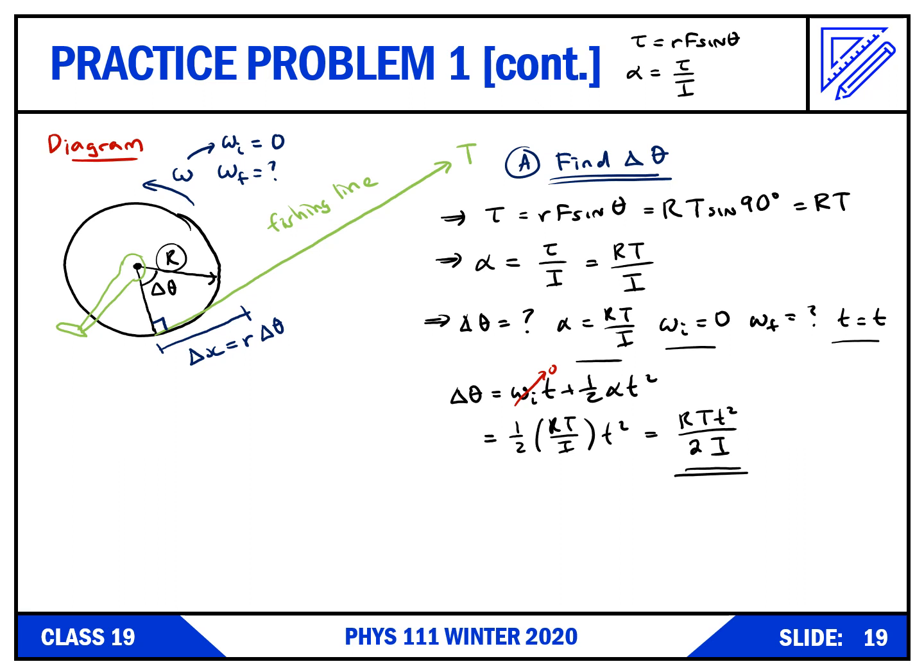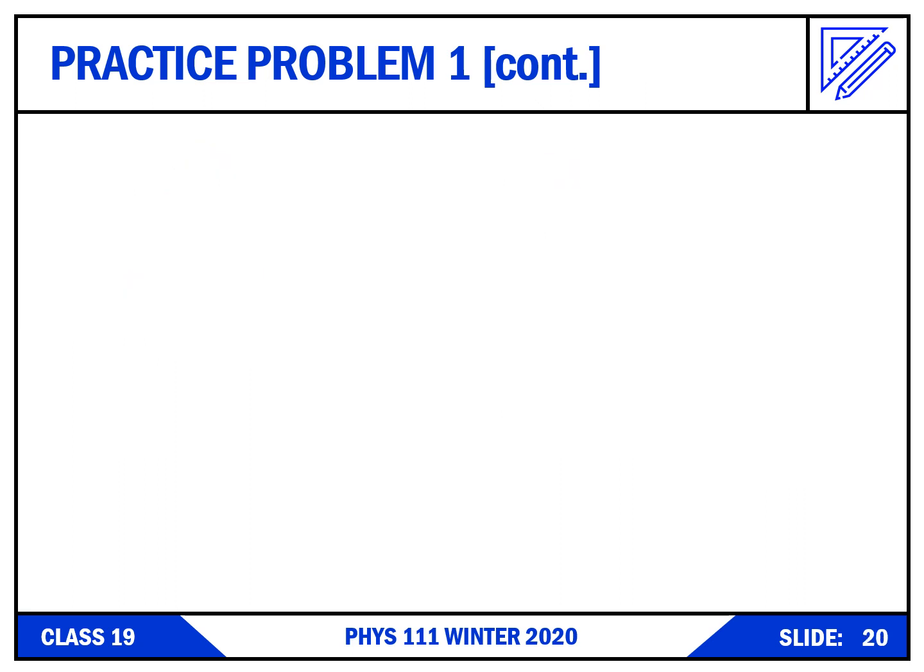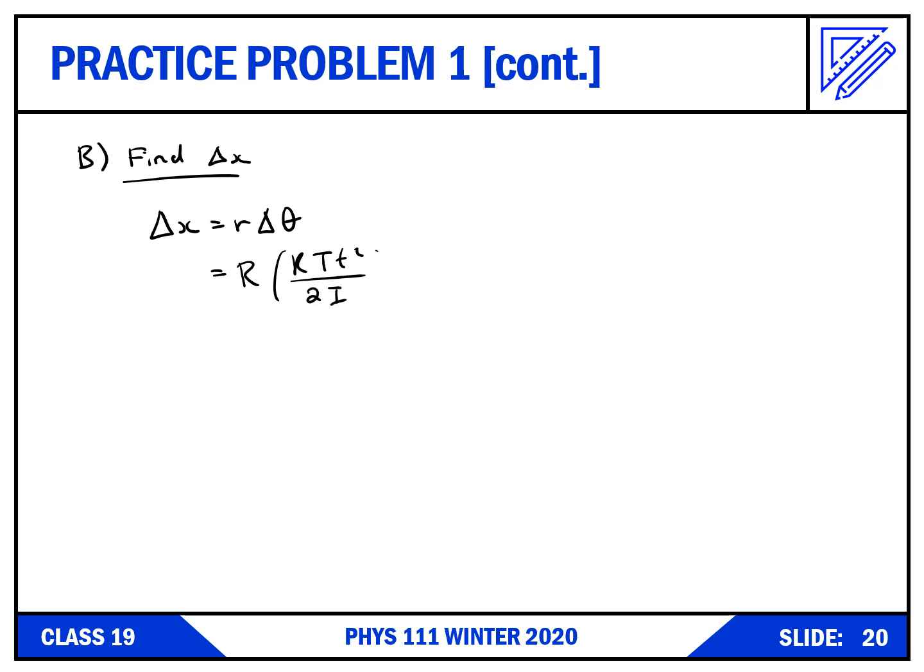The next question asks you to find delta x. So we're going to move on to the next slide and go to part B, which is find delta x. We already know the equation for delta x is r delta theta. That's equal to capital R times delta theta, which was Rτ t squared divided by 2I. So delta x is equal to R squared τ t squared divided by 2I.